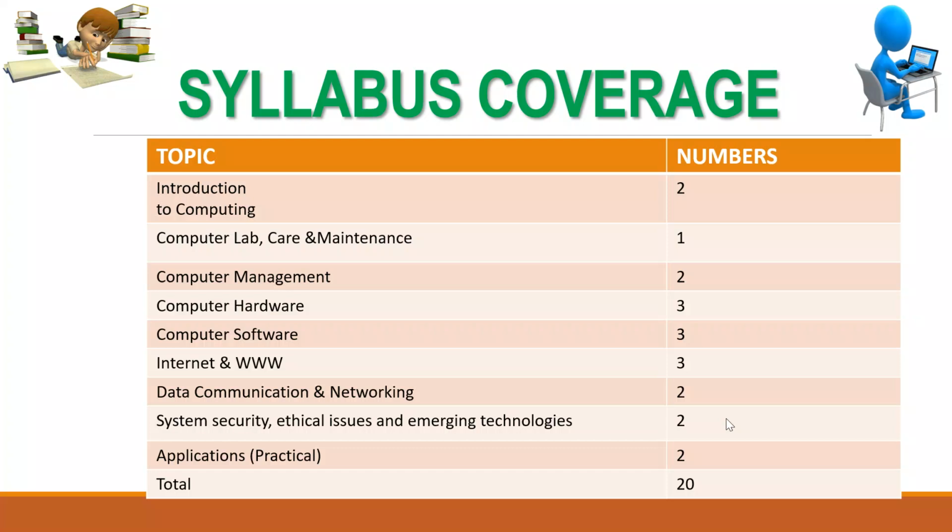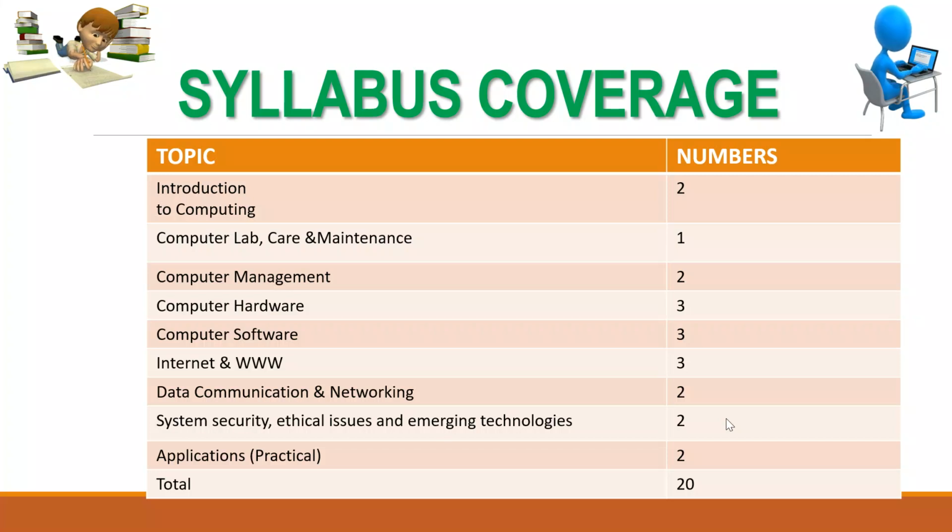So when it comes to the syllabus coverage, this is the distribution of the numbers. Introduction to computing, you will find 2 numbers. Then computer lab care and maintenance, 1 number. Computer management, 2 numbers. Computer hardware, 3 numbers. Computer software, 3 numbers. Internet and World Wide Web, 3 numbers. Data communication and networking, 2 numbers. System security, ethical issues and emerging technologies, 2 numbers.